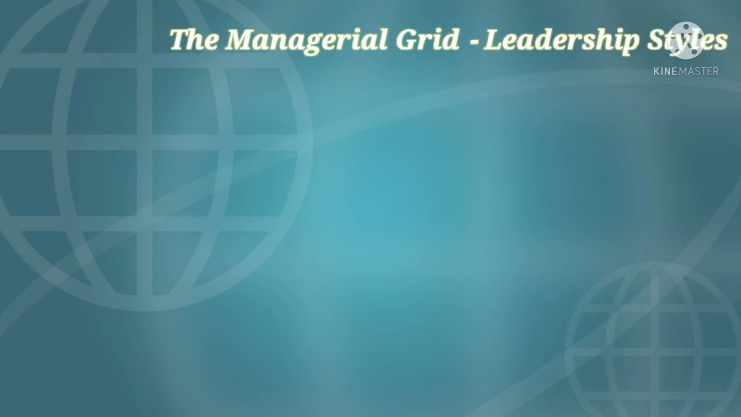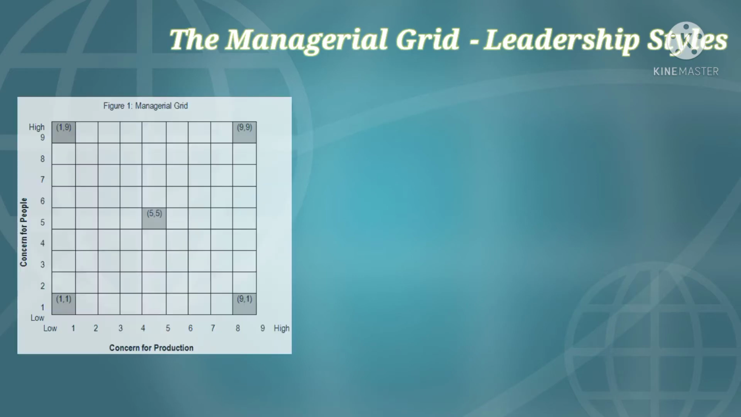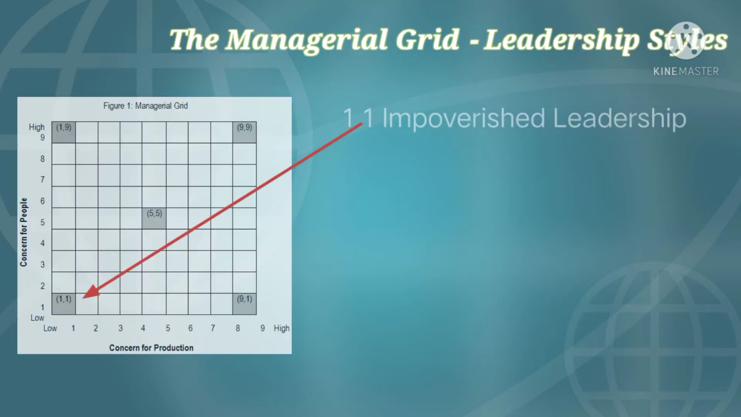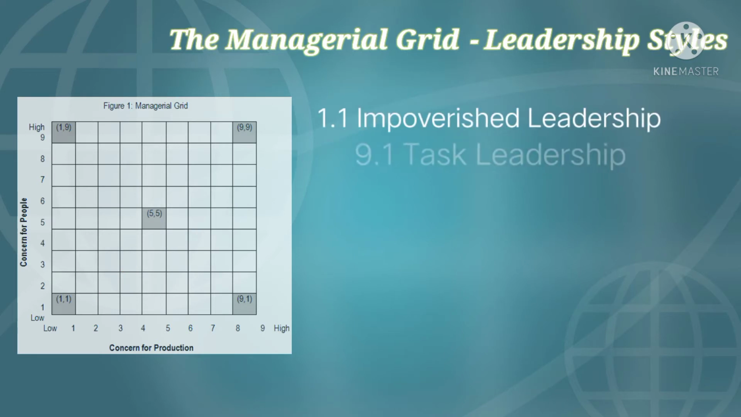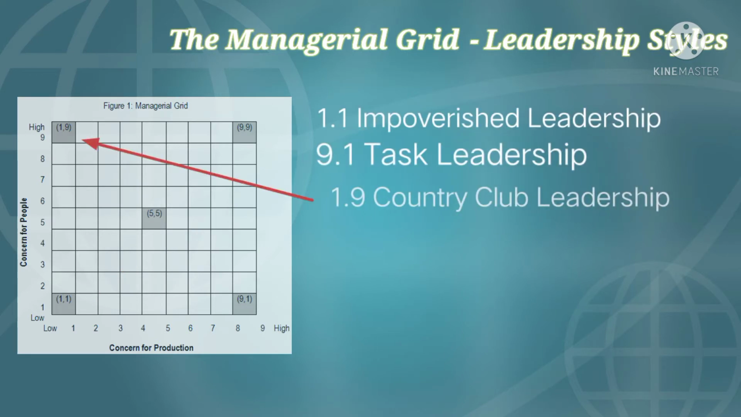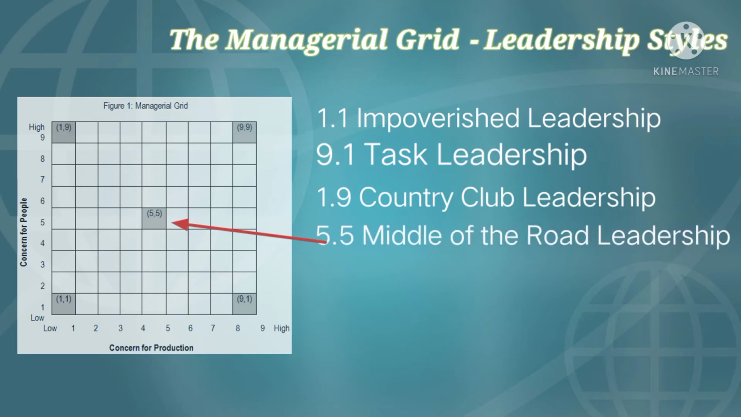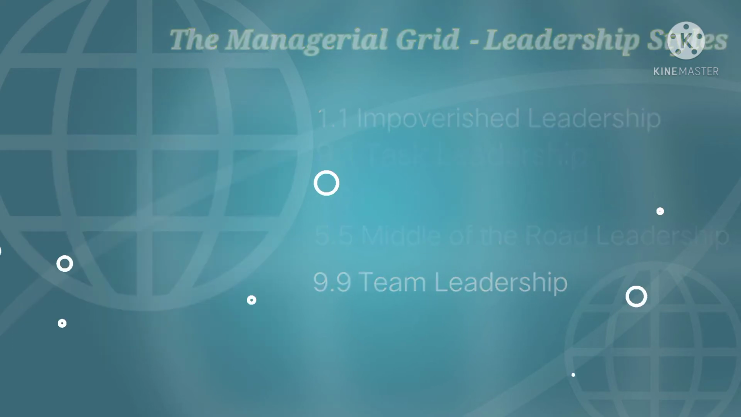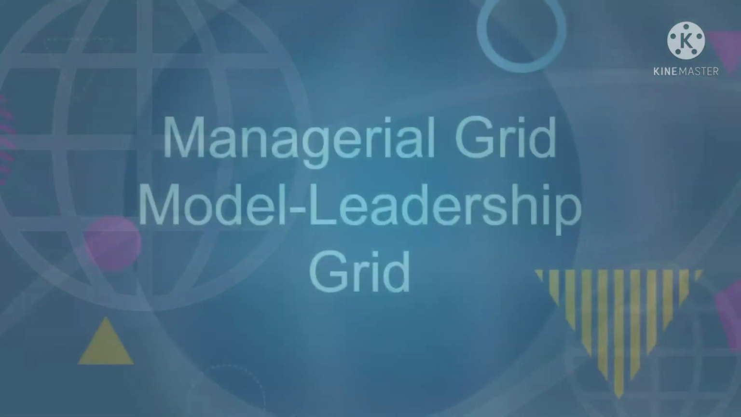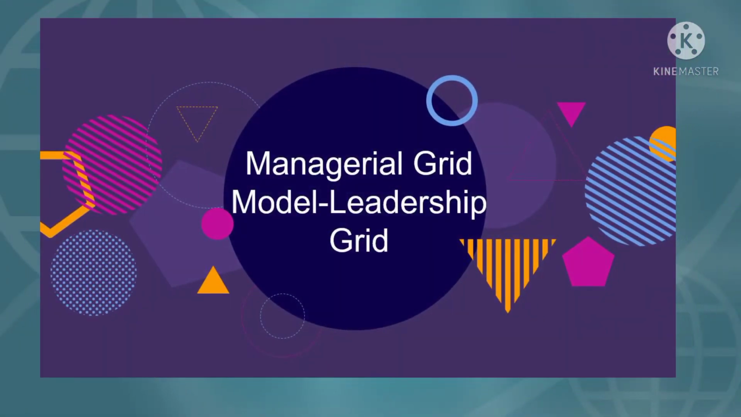Blake and Mouton's managerial model identified 5 leadership styles from various combinations of the 2 dimensions of leadership behavior. These are the impoverished leadership, task-oriented leadership, country club leadership, middle-of-the-road leadership, and the team leadership. Let's now discuss the different types of leadership in the managerial grid.